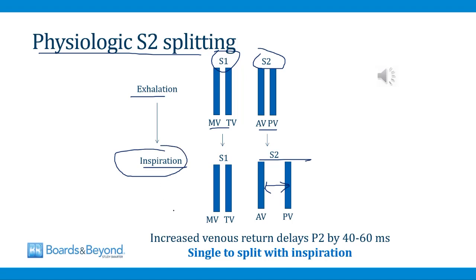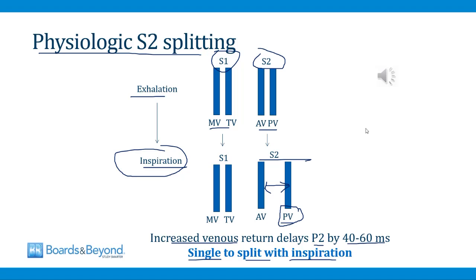The reason this happens is because when you take in a breath of air, there's more venous return that has to flow through your right ventricle before the pulmonic valve can close. This delays the closure of P2, which is the pulmonic valve component of the second heart sound, by just a little bit, about 40 to 60 milliseconds, and this is usually enough for you to hear it splitting with your ear. So the bottom line is that S2 will go from single to split with inspiration. This is normal physiologic S2 splitting. I'll play you an example of this now.